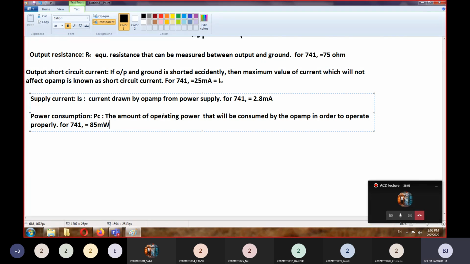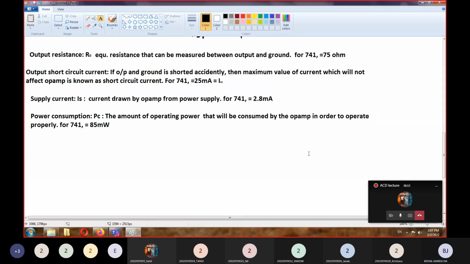So the power consumption due to that is known as the power consumption when Vin equals 0. So I think all these parameters are clear.